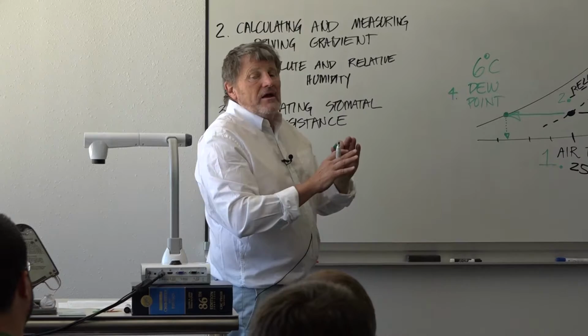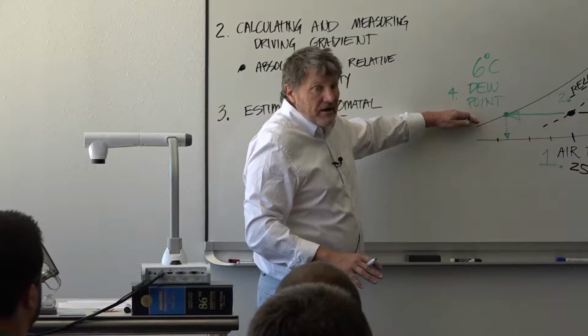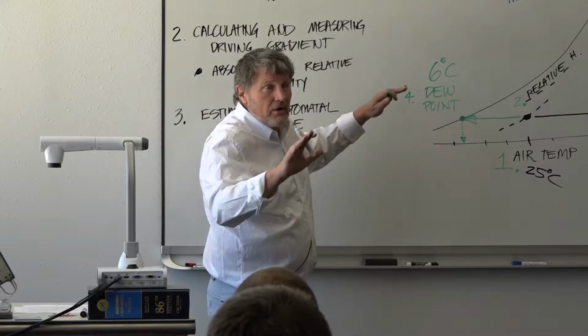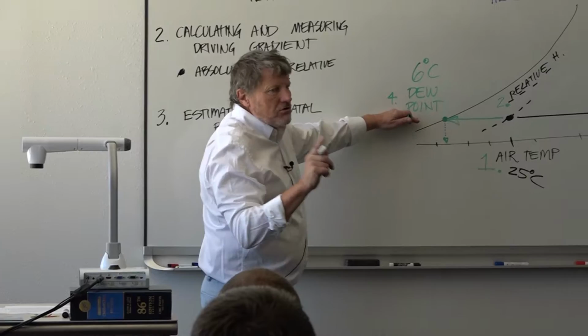In the case of leaves, they can cool at night below the dew point, and water condenses on leaves. That's bad news because bacteria go wild when there's water condensed on leaves. So our models make all these measurements, calculate dew point, and particularly the dew point of the leaves.